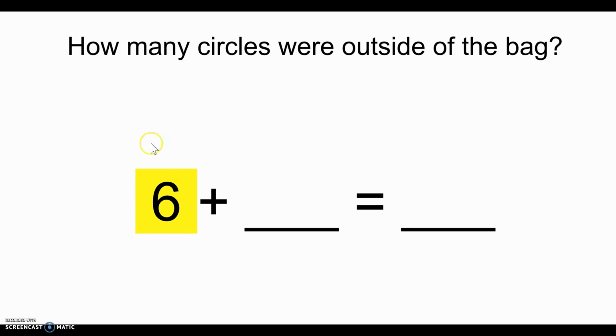And the number that we know is 6, which is the 6 circles that we counted. They are outside the bag. We know exactly how many circles there are. But we don't know how many circles or items are potentially in the bag, or what our total is.